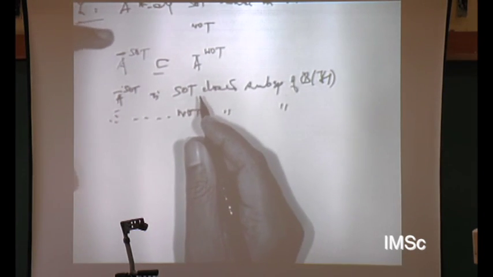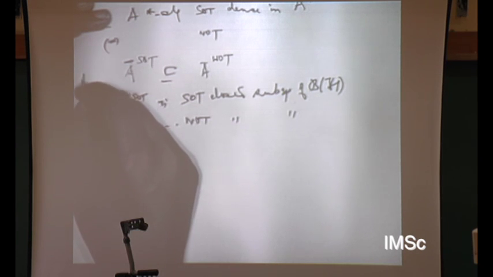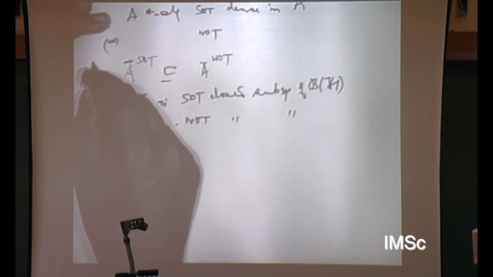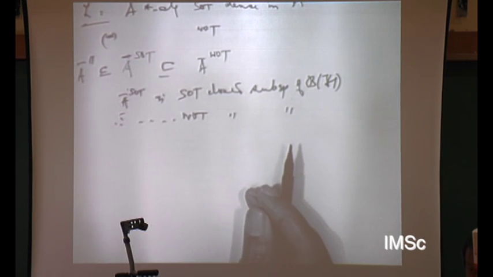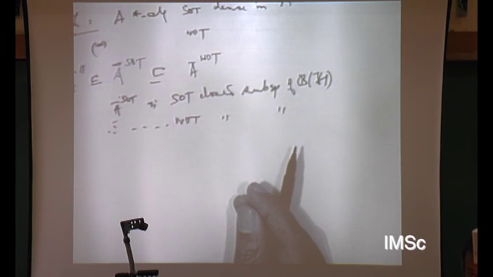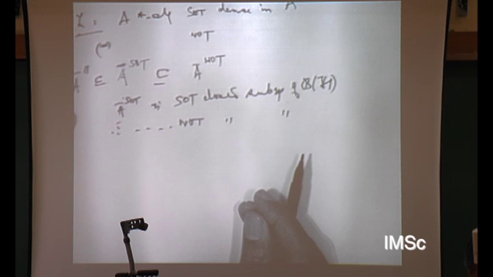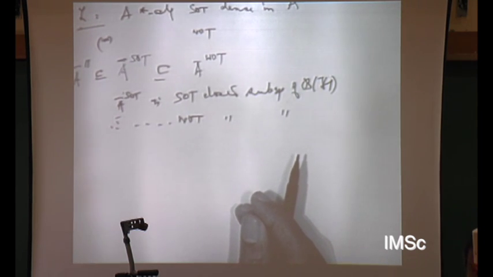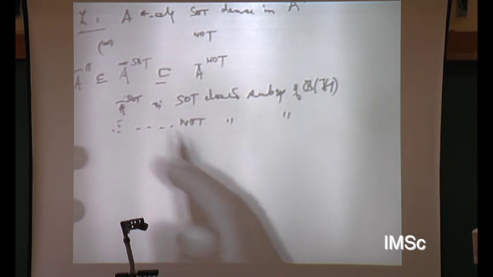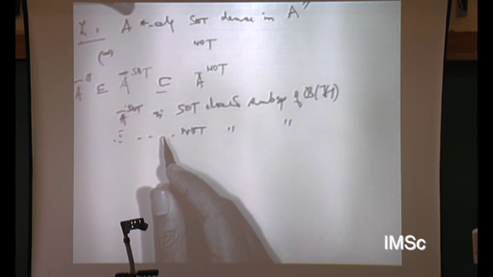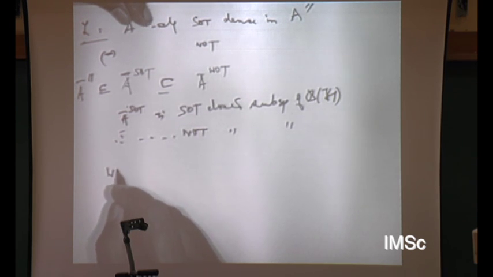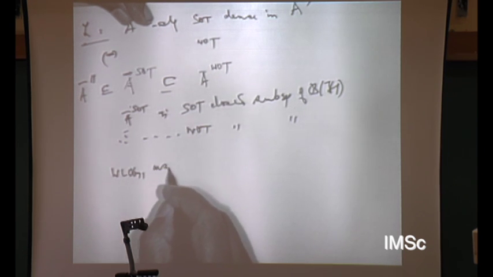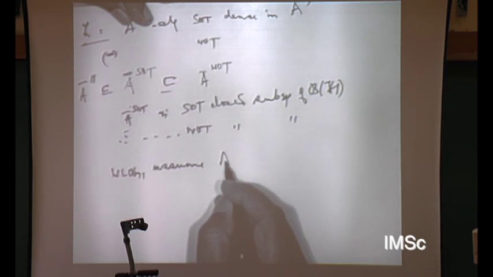Okay, so first I observed that, just like you saw this, clearly a norm closure, because norm convergence implies SOT convergence, implies WOT convergence. So the closures will be in the reverse order. So the norm closure of A is going to be contained in all of this. So it is enough for me to prove that, if we take the norm closure of A, without loss of generality, I may assume A is norm closed.